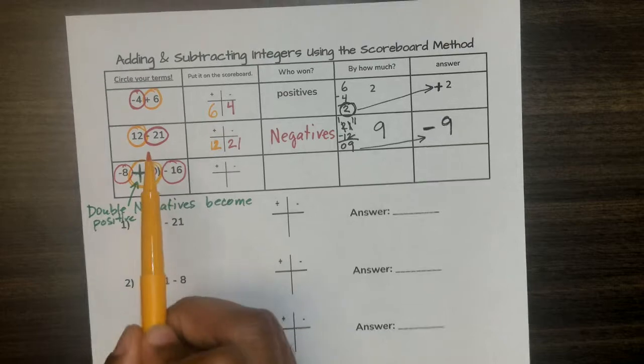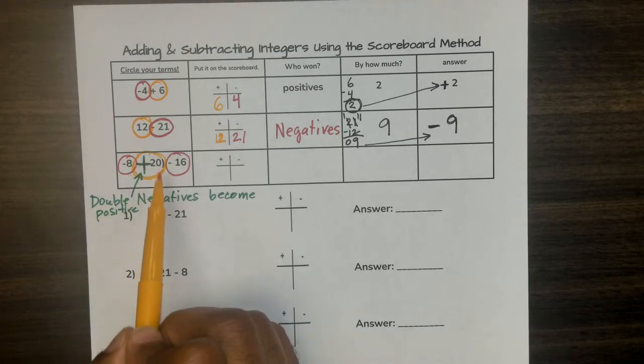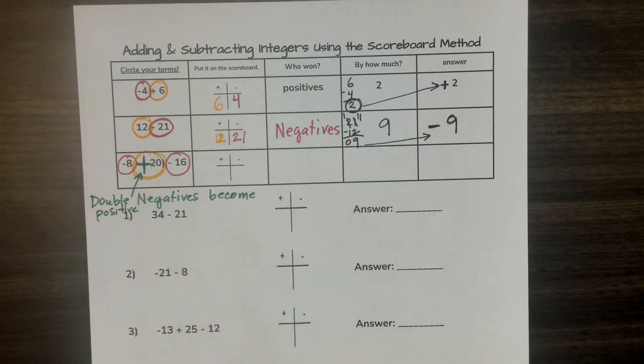Now notice here we have 3 terms in this one compared to 2 terms in the last one. When you're adding and subtracting integers, your terms could vary. Could be 2 terms, could be 3 terms, could be 4 terms. Does not matter. You can use the scoreboard method no matter how many terms you have. Just circle your terms to determine how many goes on what side.